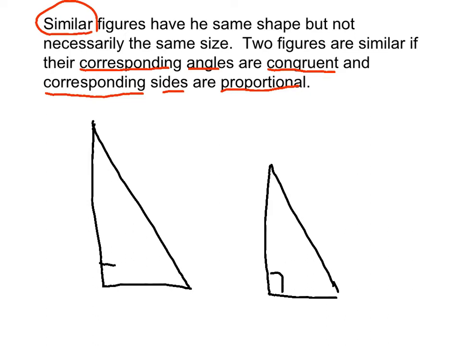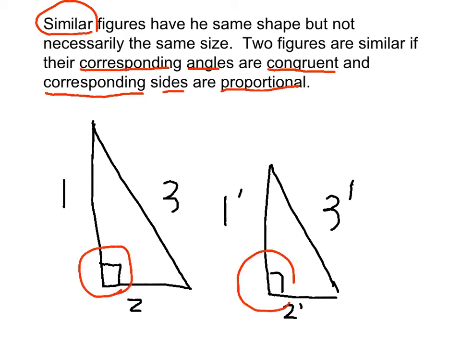Okay, I have two triangles that are both right, and they are similar. Sides 1, 2, and 3 are similar to sides 1, 2, and 3, because I have congruent angles, 90 degrees, and proportional sides. And we can do a lot with that.